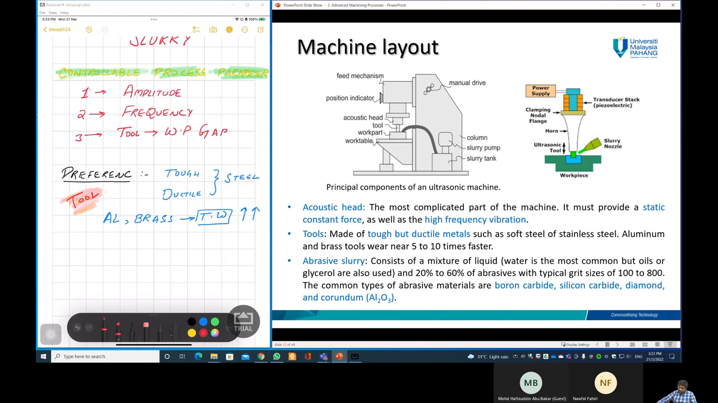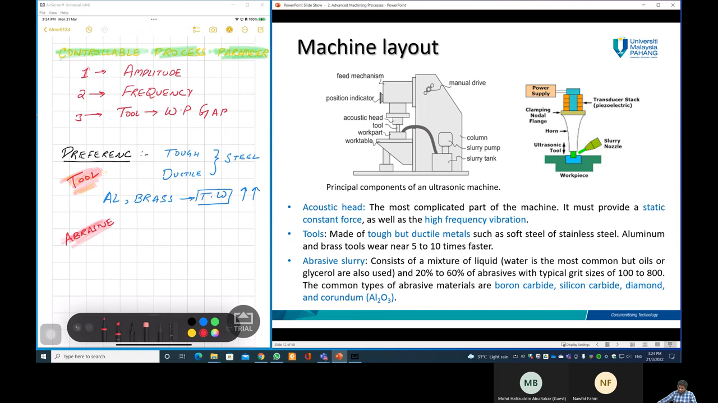Number two, we have got slurry, abrasive slurry preference. In abrasive slurry preference, the material which is recommended is a mixture of liquid, water is most commonly used, but oils or glycerol can be used. 20 to 60% abrasive with typical grit size of 100 to 1800. The common type of abrasive materials are boron carbide. So number one, I need the medium. The medium is water, oil, glycerol.